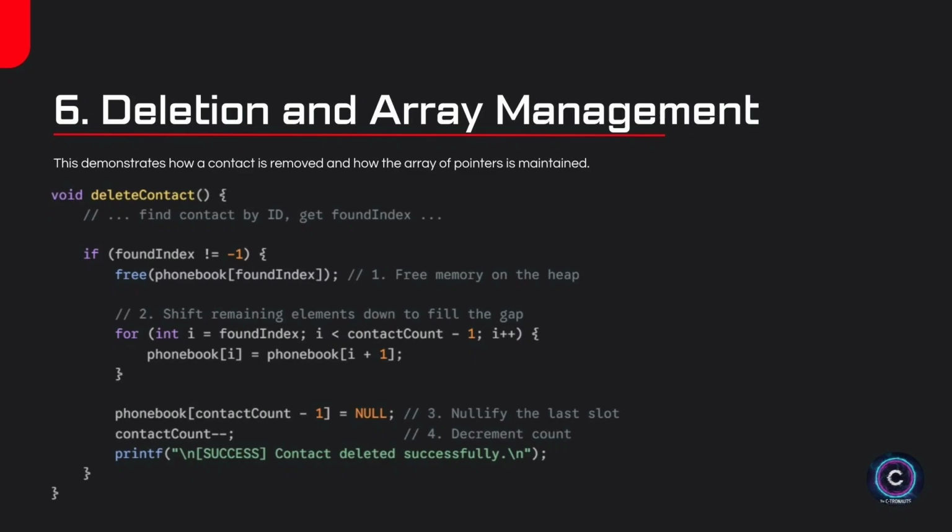And the sixth code snippet is of deletion and array management. Here, the free function: the memory allocated for the specific contact struct on the heap is released immediately to prevent memory leaks. Array shift: a simple loop shifts all the pointers after the deleted index one position to the left. This efficiently removes the gap created by the deletion. Now nullify the last slot. The pointer at the end of array, which is now a duplicate of the previous pointer, is set to null to keep the array clean. And the last one is contact count decrement. The overall contact count is reduced. And these are the code snippets we have used in our code.